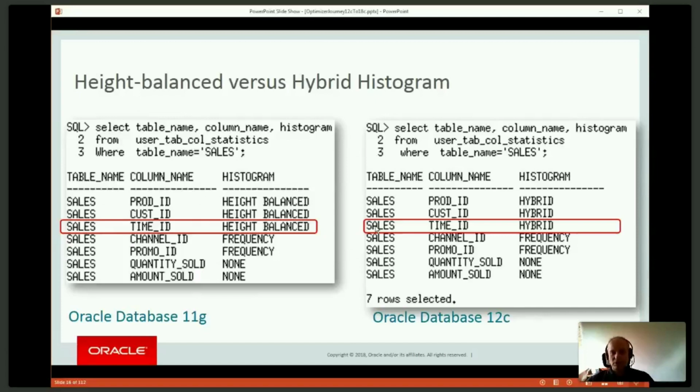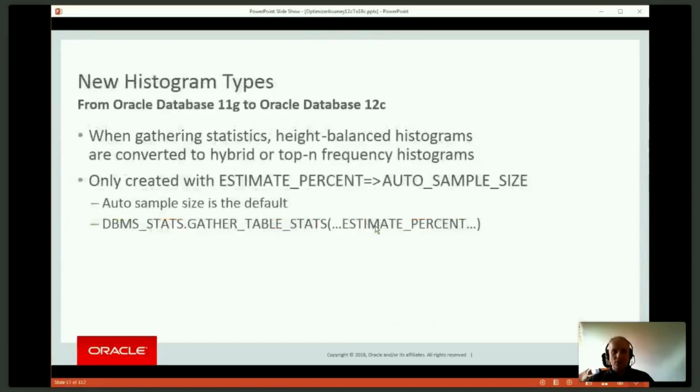Now, of course, as I mentioned, they give you improved cardinality estimates, which does mean that you do get different cardinality estimates on an upgrade. So when you gather statistics going into 12C, the height balanced histograms will be converted or replaced by hybrids and top end frequency histograms. And as I mentioned, it's only if estimate % is auto sample size. So again, if you're upgrading, just be aware that that's happening. It can change SQL execution plans because the cardinality estimates change. So incorporate that into your testing.